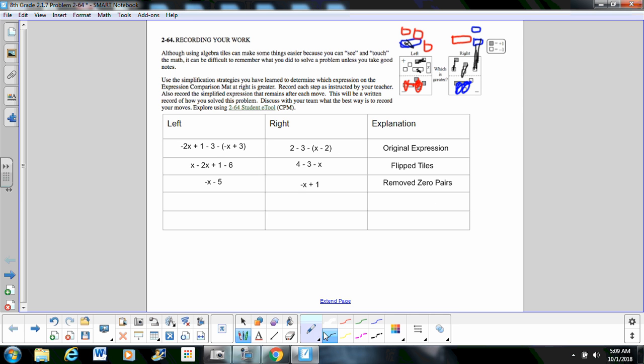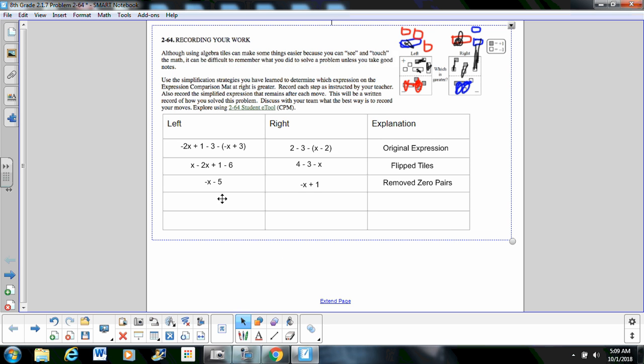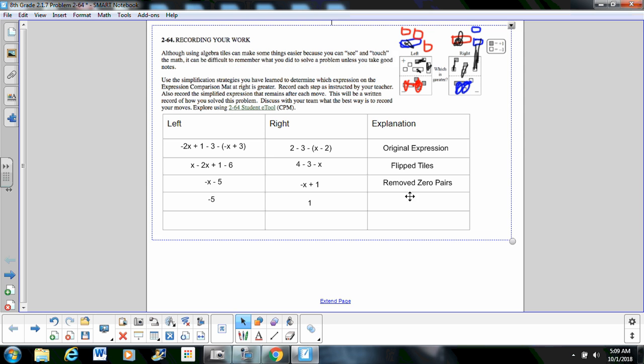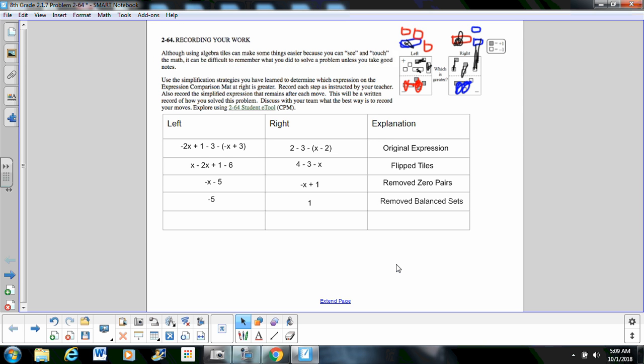The next thing that I could do is I could take away balance x. So I have a negative x here and a negative x here. I could cancel those out, remove those. That's all I can remove. So now on the left-hand side, I have negative 5. And on the right-hand side, I have positive 1. My explanation is that I removed balance x.